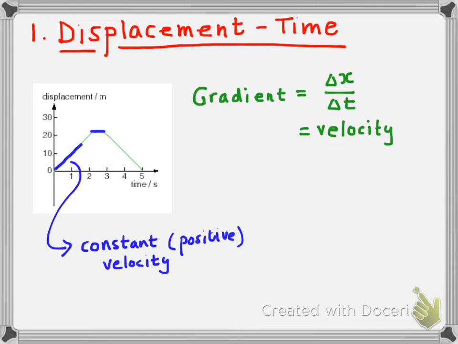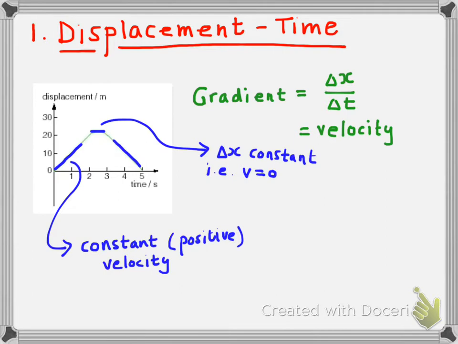The next little portion of the graph, between 2 and 3 seconds, the gradient's essentially flat there, so the gradient's 0. So between 2 and 3 seconds, this object remains constant or stationary at just over 20 meters in terms of displacement. And so that part of the graph shows a delta x that's constant, a constant displacement, and that shows us that the velocity is 0 at that point.